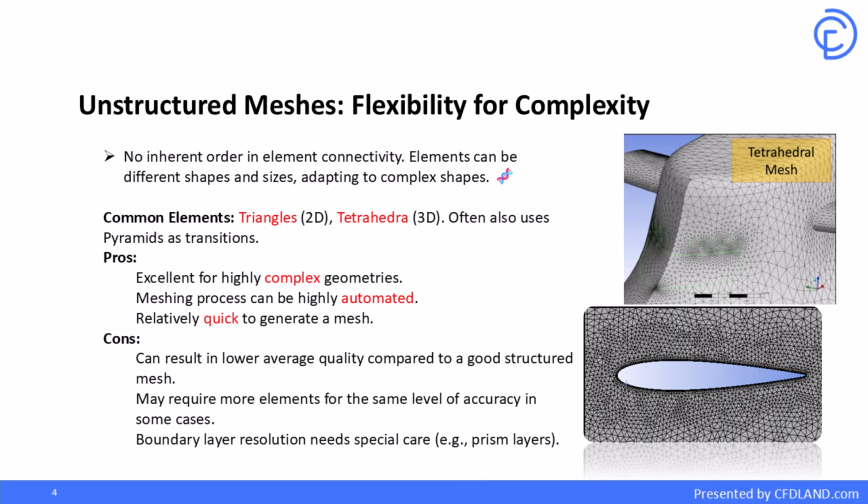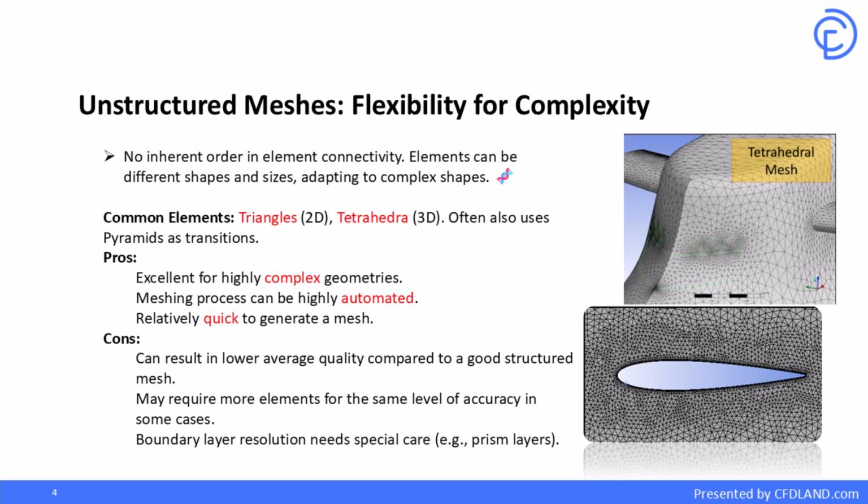Next up, let's talk about unstructured meshes, and the key words here are flexibility for complexity. These are the heroes when your geometry starts to get a bit wild. So what makes them unstructured? Well, there's no inherent order in how the elements connect to each other. They don't have to follow a strict grid pattern. This means the elements can be different shapes and sizes, and they can beautifully adapt to really complex shapes. Think of filling a beautifully shaped jar with marbles. They just find their place.